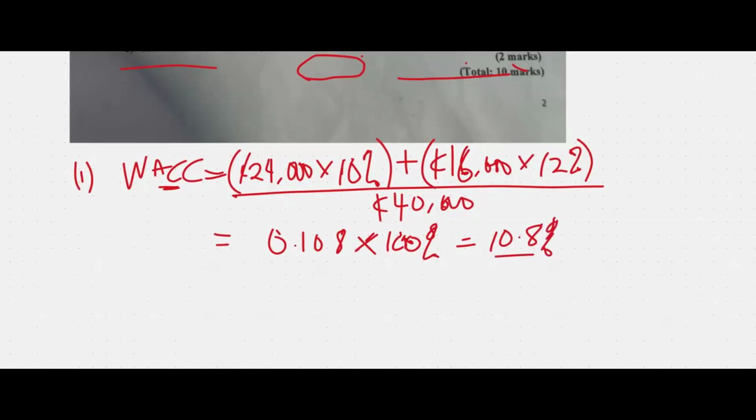So this is the WACC. The WACC is a common rate to represent the combination of the two rates, the weighted average cost of capital. 12% is the cost of capital, 10% is the cost of capital. When we weight them, the weight is the 40,000, which is the combination of the 24,000 and the 16,000, which gives us the 40,000. This is the weight.